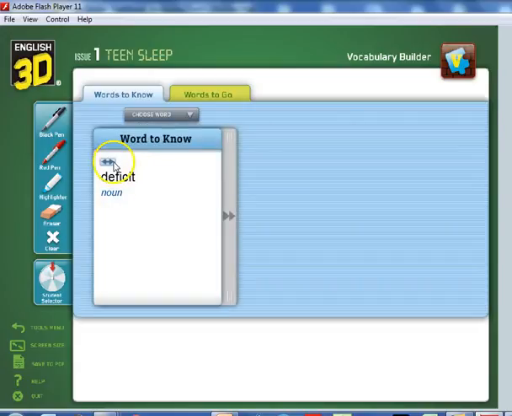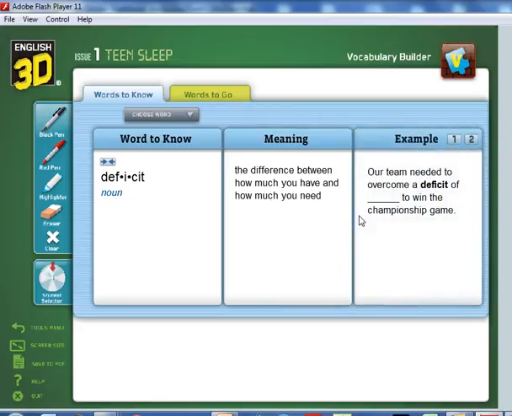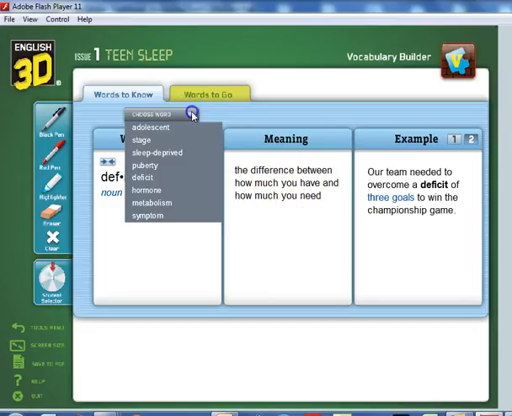Next word, deficit. Deficit is a noun. Deficit is the difference between how much you have and how much you need. Our team needed to overcome a deficit of 5 points to win the championship game. Our team needed to overcome a deficit of 3 goals to win the championship game. Deficit, the difference between how much you have and how much you need.